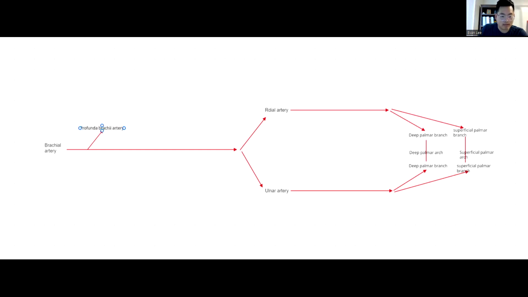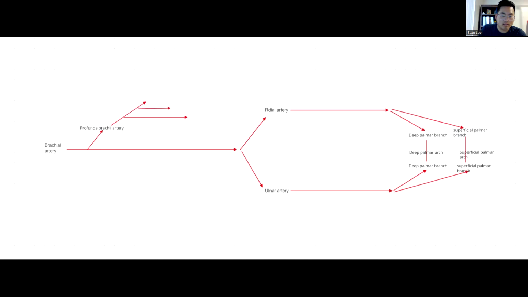And this is going to continue downwards to a couple more branches. So this continues down, but then has a couple branches coming off of it. Okay, let's just fix this now. So these two branches are going to be joining with a couple branches from the forearm.